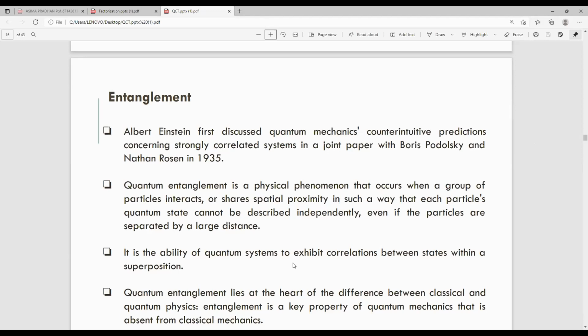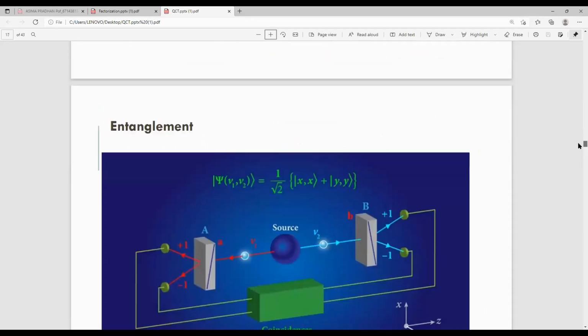Okay, very good. Now, the moment you have a superposition state, these quantum correlations will manifest. And the quantum correlation manifests in a system where there is entanglement. This entanglement is a key property of the quantum world, and that is not there in the classical domain. So keep that in mind.